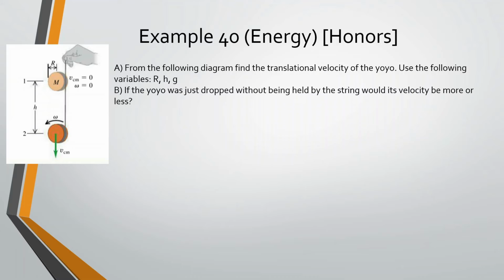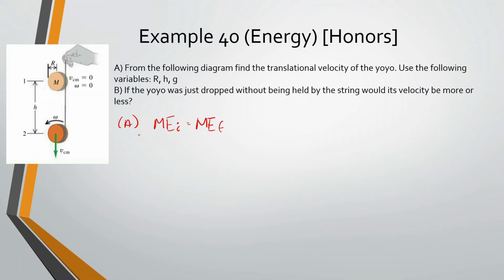Okay, so we're looking for v final. Use the following variables: R, H, G. If the yo-yo is dropped without being held by the string, would its velocity be more or less? Okay, so let's just do part A. So for part A, we have it here at rest, right? Let's just do, again, mechanical energy initial is equal to mechanical energy final.